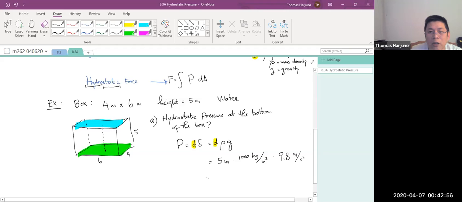Now then this will be, what is this, 5,000, let me just write it this way, 5,000 times 9.8 kilogram over meter second squared.